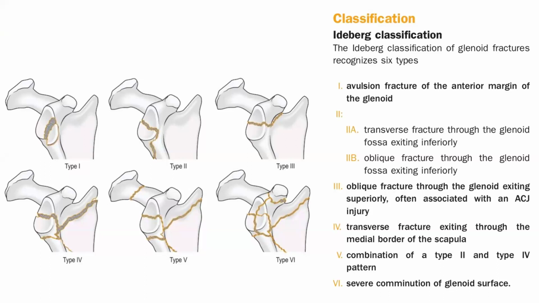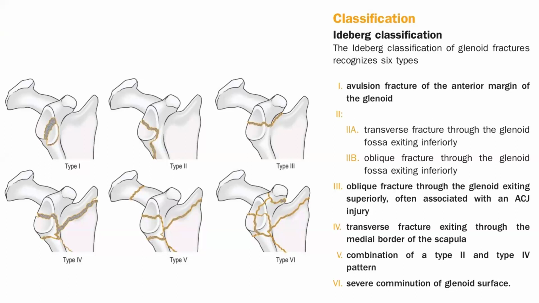First type is an avulsion fracture of the anterior glenoid margin. And second type is the fracture exits inferiorly. In type 2, there are two subtypes, type 2A and 2B. 2A is a transverse fracture exiting through the glenoid fossa inferiorly. 2B is an oblique fracture. It is also exiting inferiorly.